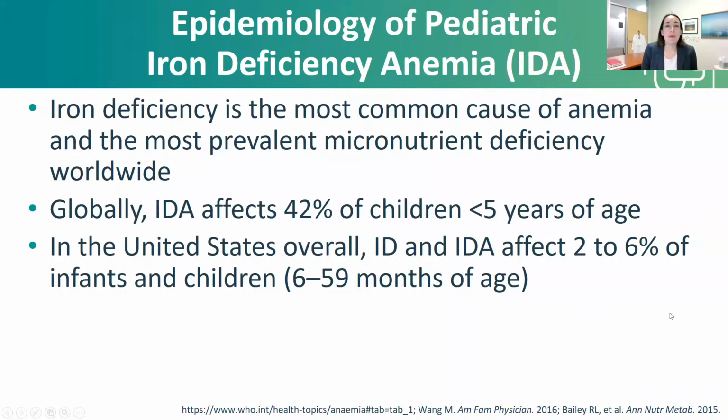Iron deficiency is the most common cause of anemia worldwide. It's the most prevalent micronutrient deficiency. And globally, it affects about 42% of children under the age of 5. In the United States, the prevalence is lower, but it still remains high, with ID and IDA, so iron deficiency with and without anemia, affecting anywhere from 2 to 6% of infants and young children.